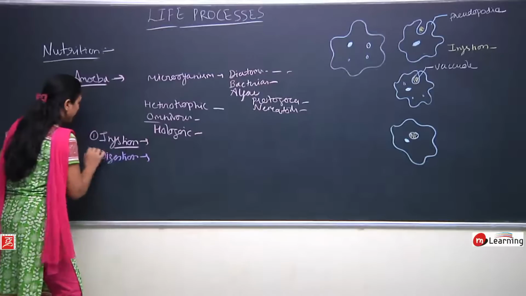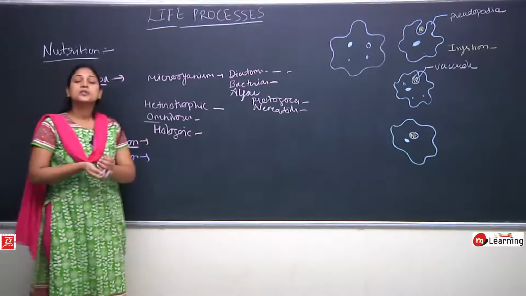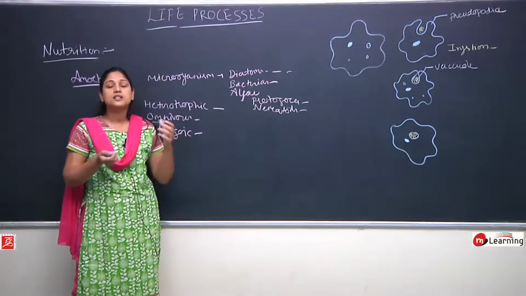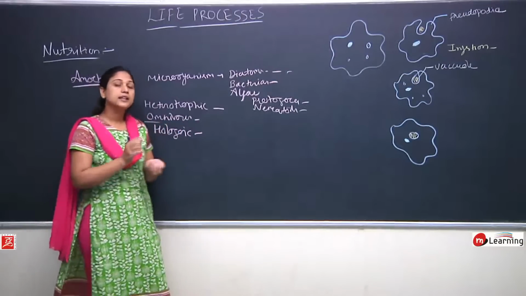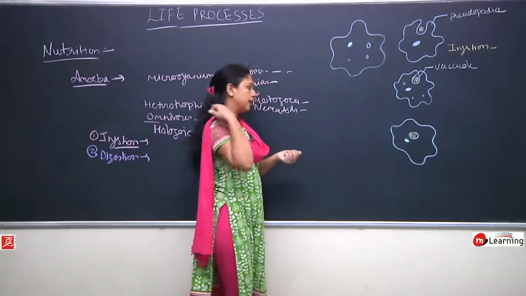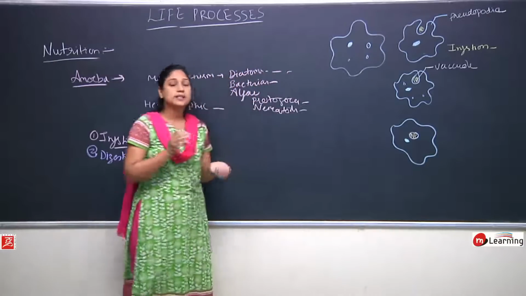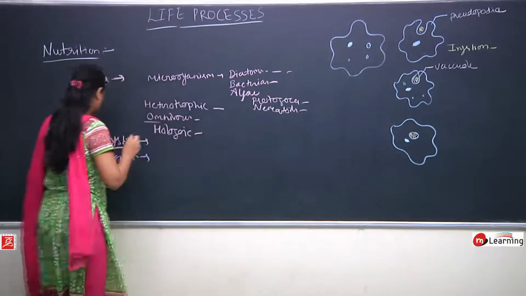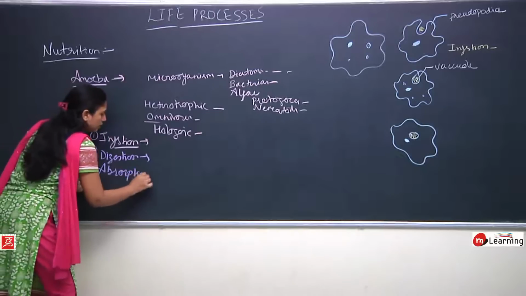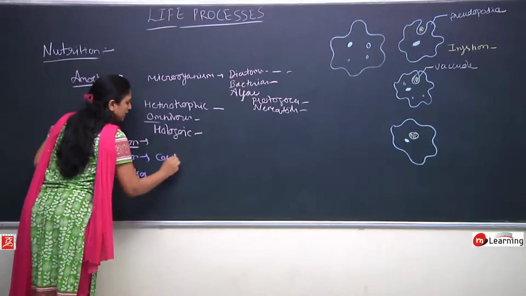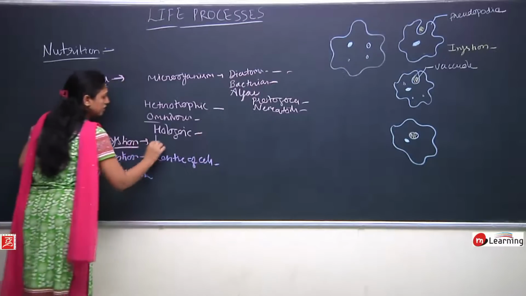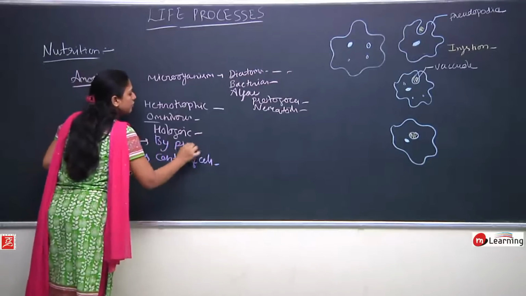When the food vacuoles come into the center, there are enzymes in the center and they digest the food particles and convert them into very simple molecules of food. Then what happens? They are ready to be absorbed. So digestion in the cell, ingestion by pseudopodia.